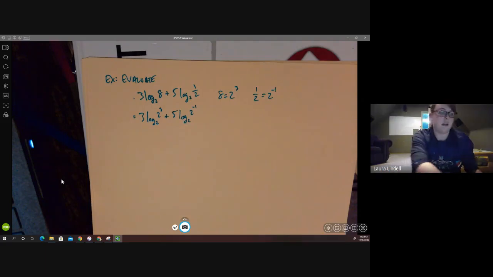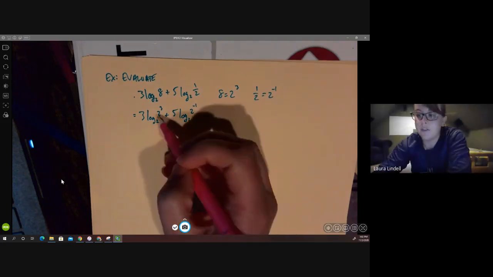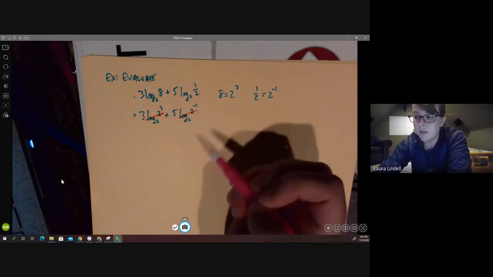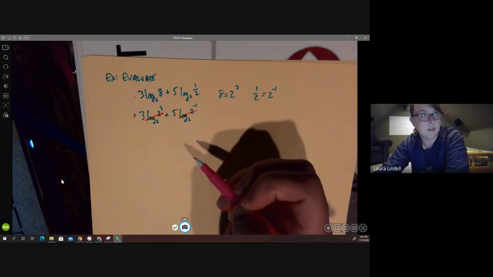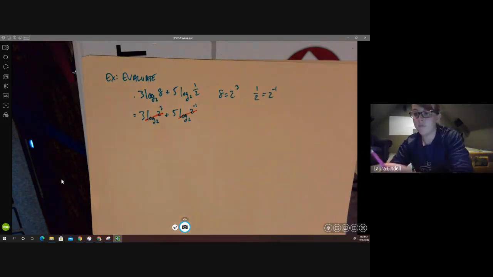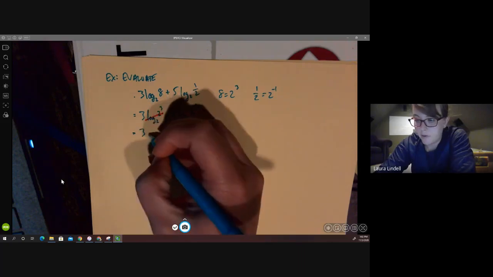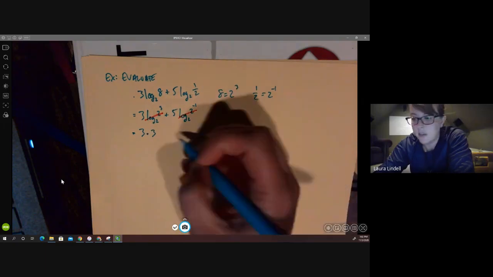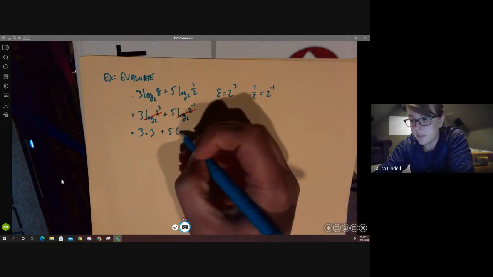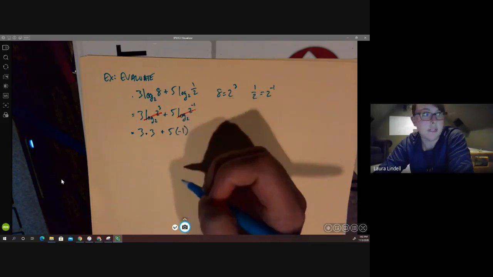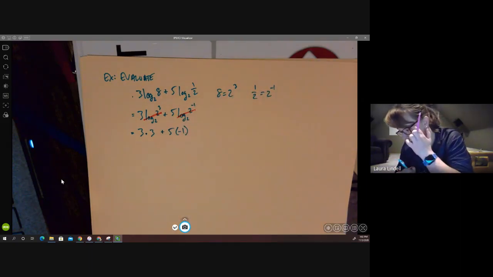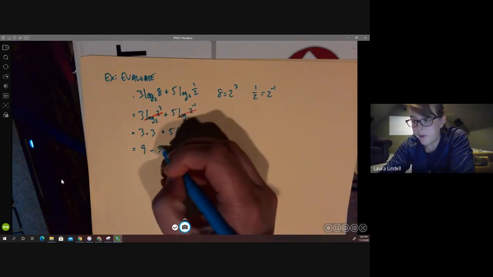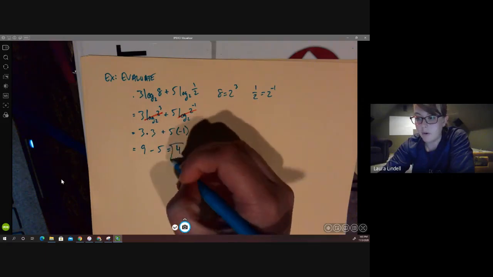And log base 2 and this 2 here cancel one another out. Log base 2 and this 2 here cancel each other out. So we're left with 3 times 3, because 3 is all that's left of this, plus 5 times negative 1, because negative 1 is all that's left here. And 3 times 3 is 9, 5 times negative 1 is negative 5, and 9 minus 5 is 4.